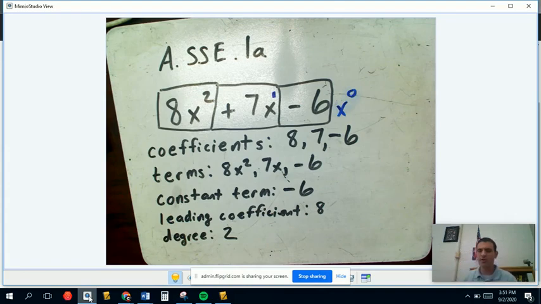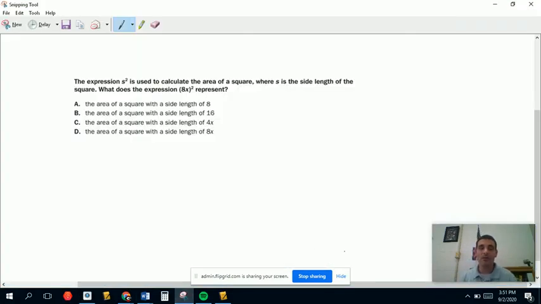I do want to show one other problem. Now, this is on the Georgia assessment guide for the Algebra 1 A.SSE. So I didn't make this question up. I'm going to cite my source here. But it looks like this. Okay, and hopefully you can see that. It says the expression s squared is used to calculate the area of a square, where s is the side length of the square. What does the expression quantity 8x squared represent?